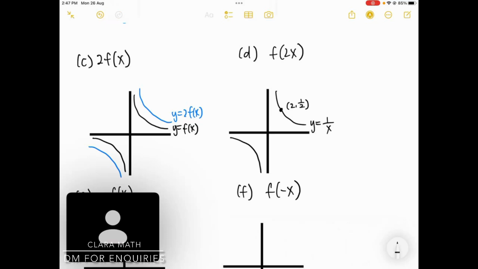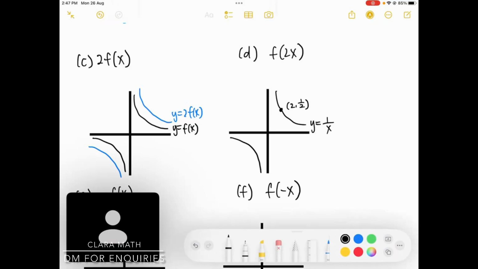Okay. But now, because of this thing, they call this scaling by a factor. So this one we are scaled by a factor of 1 over 2. That means you take the x value, like number 2 here, we are going to half it.